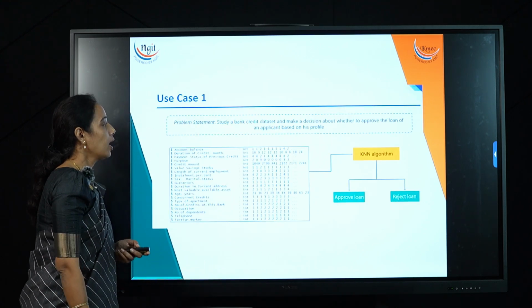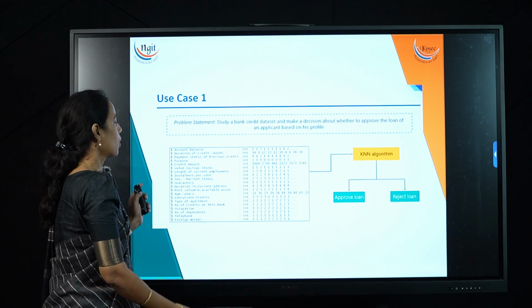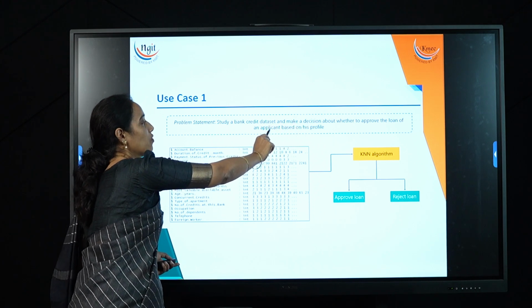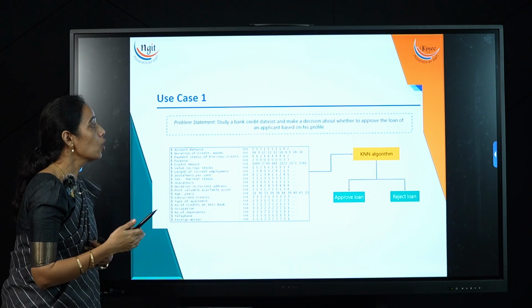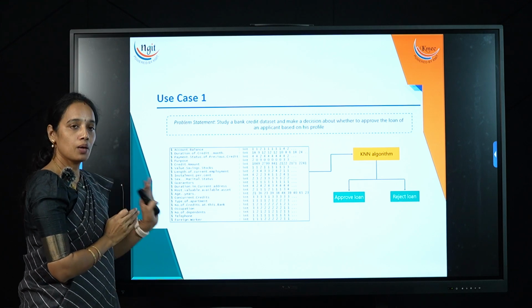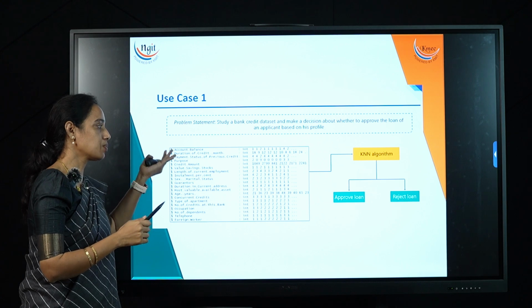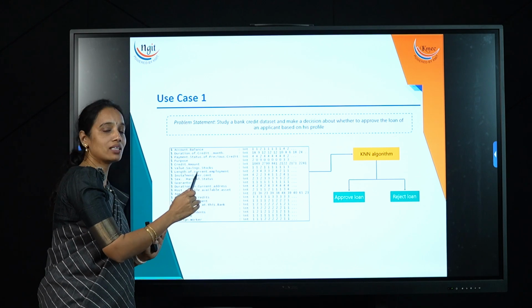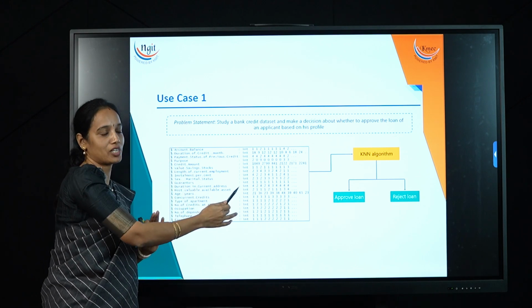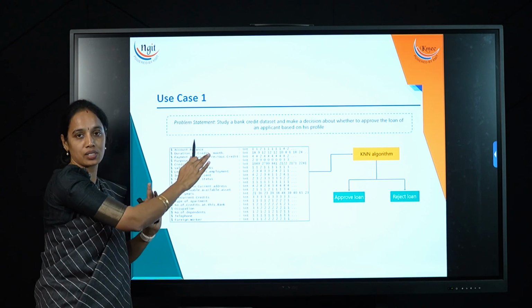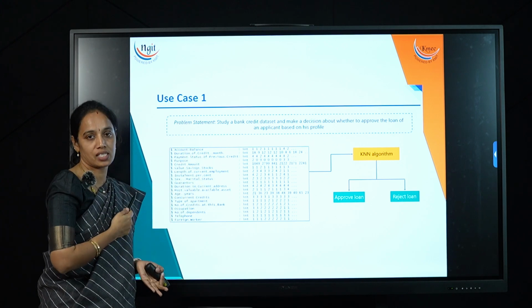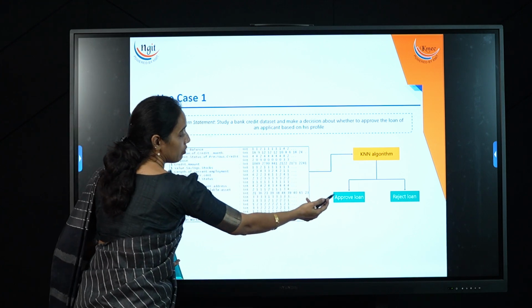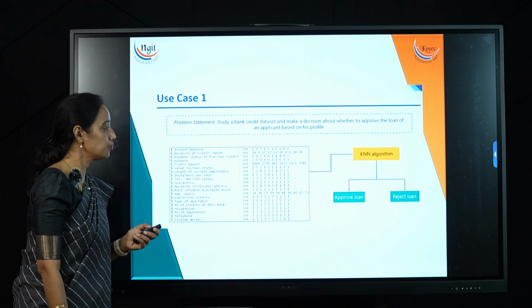And then here a simple example, problem statement: study a bank credit data set and make a decision whether to approve the loan of an applicant based on his profile. Now we have to approve the loan for a particular applicant based on his profile. Approve the loan or not, yes or no. For that yes or no, a discrete output comes under classification. So definitely this particular problem statement comes under classification. So we are going to use any of the classification algorithms. Here I simply mentioned the KNN algorithm. So it will give us the output as whether to approve the loan or reject the loan.